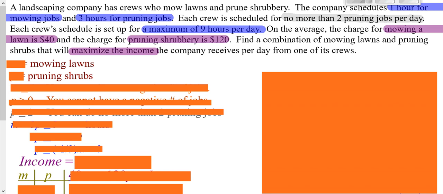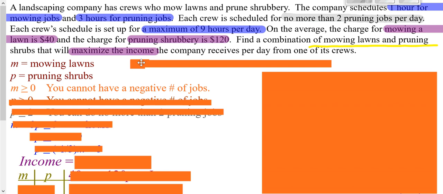So for this problem, we're looking for mowing and pruning that will give us the maximum income. So I'm going to let M be for mowing my lawns, P for pruning my lawns. Those are going to be my two variables. Now we're looking at number of jobs here. So I know I can't have a negative number of jobs. So my mowing has to be greater than or equal to 0 because I can't have a negative number of jobs. My P for pruning would also have to be greater than or equal to 0 because I cannot have a negative number of jobs.